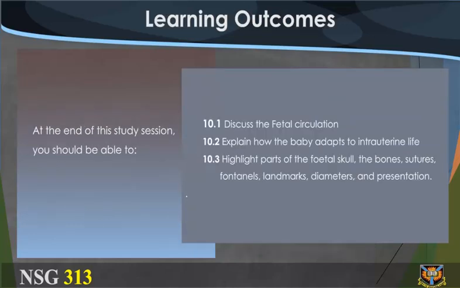Learning outcomes. At the end of this study section, you should be able to discuss the fetal circulation, explain how the baby adapts to intrauterine life, and highlight parts of the fetal skull: the bones, structures, fontanelles, landmarks, diameters, and presentation.